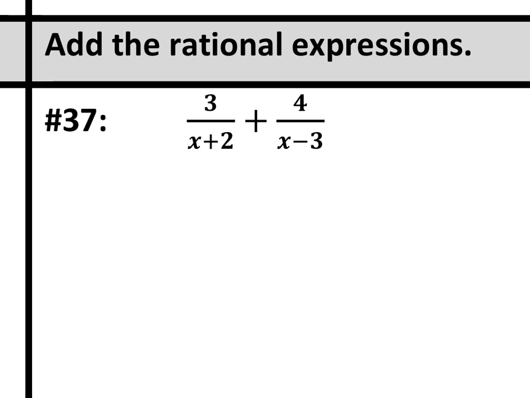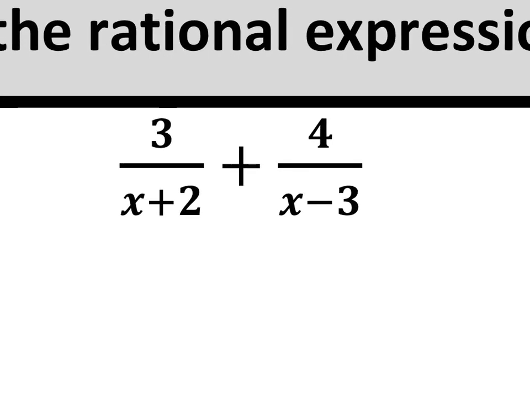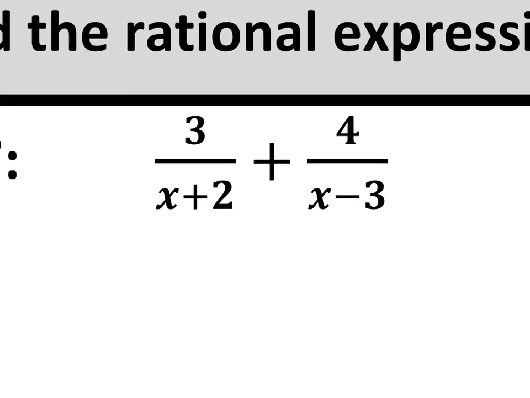On 37, we are adding the rational expressions. Like we said on 36, the denominators have to match perfectly before you can do that. But the problem is that they don't match. So let's zoom in a little bit. Our first denominator is an x plus 2. Stick some parentheses around that and stick some parentheses around the x minus 3.